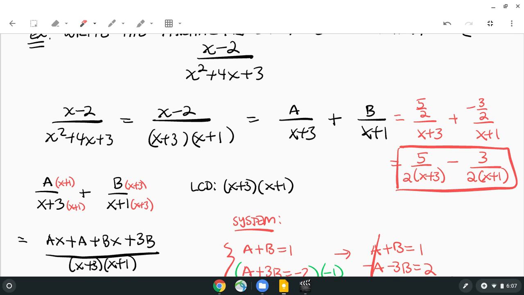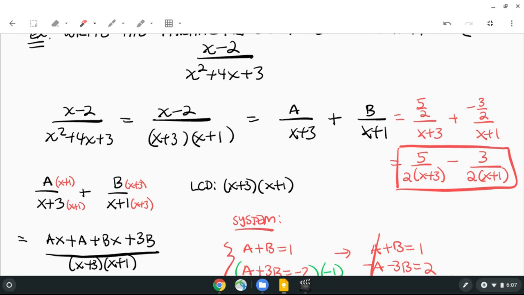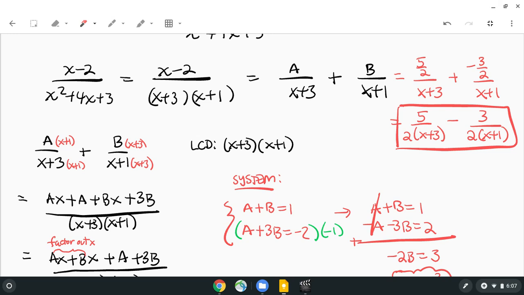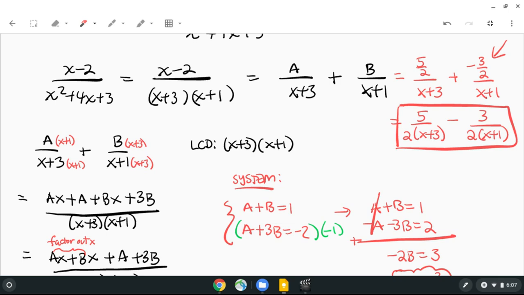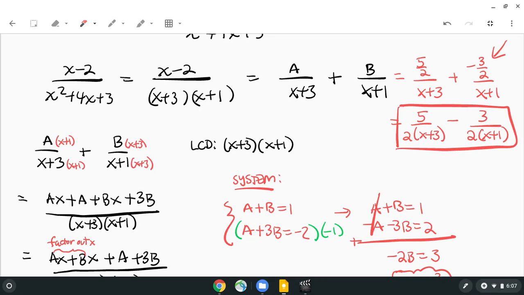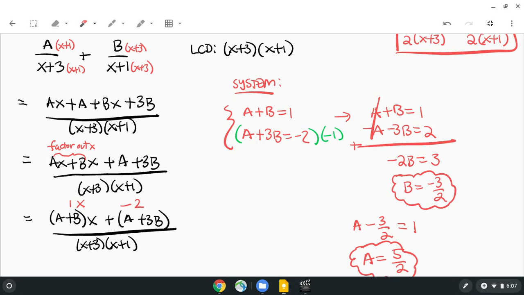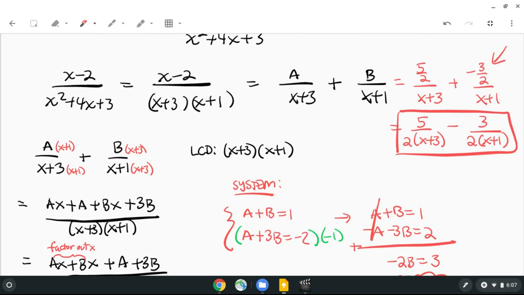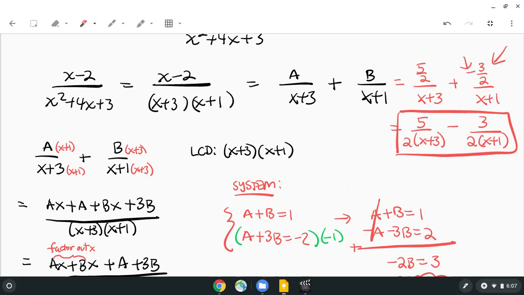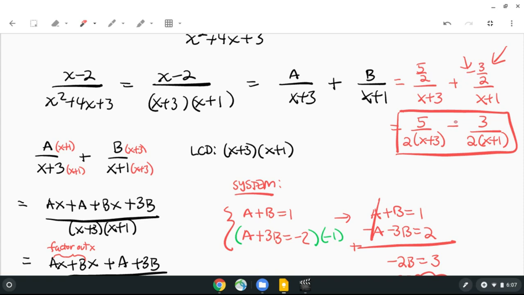If WebAssign doesn't take that, then distribute the 2 to the x plus 3, and distribute the 2 to the x plus 1. But definitely don't leave it like this, messy. Very good. And again, if you have that negative right here, then don't leave this plus. Bring that negative here to the subtraction.